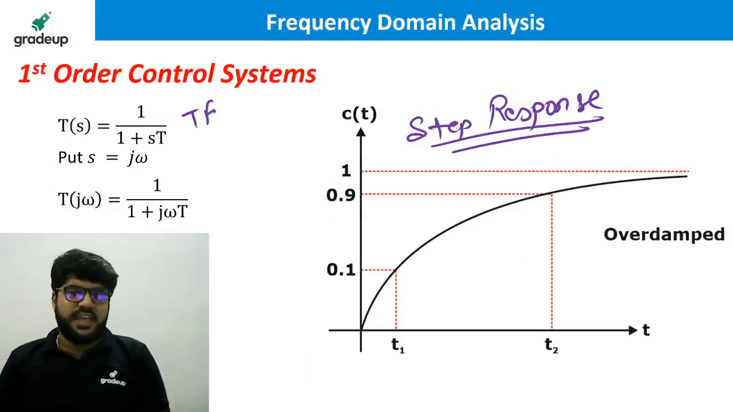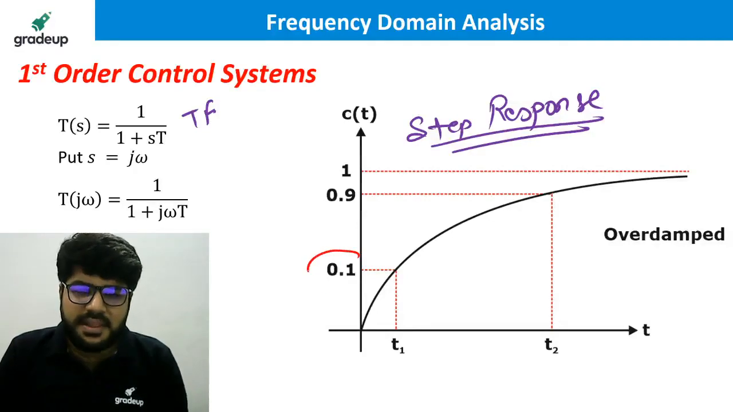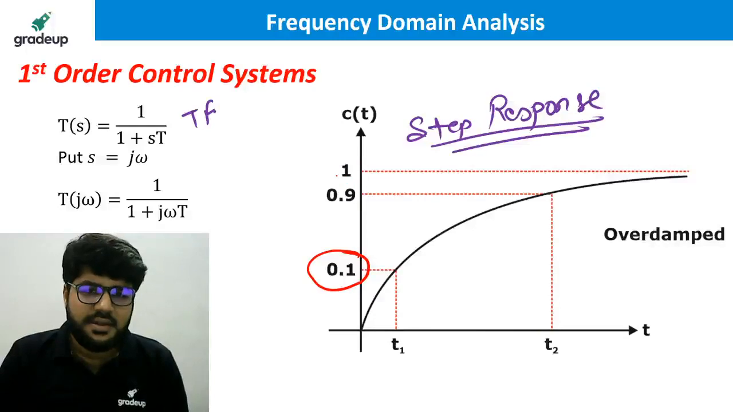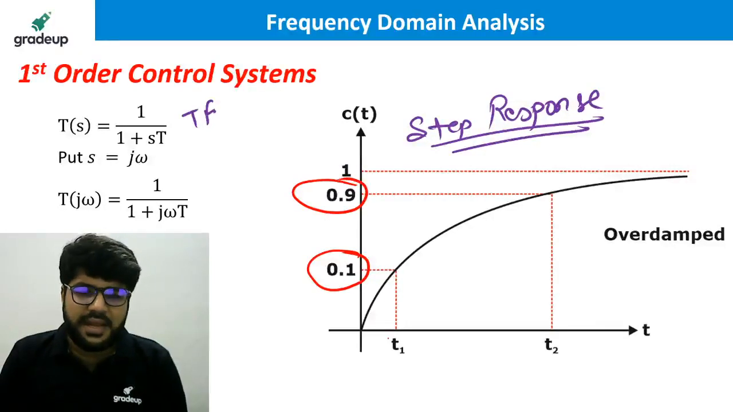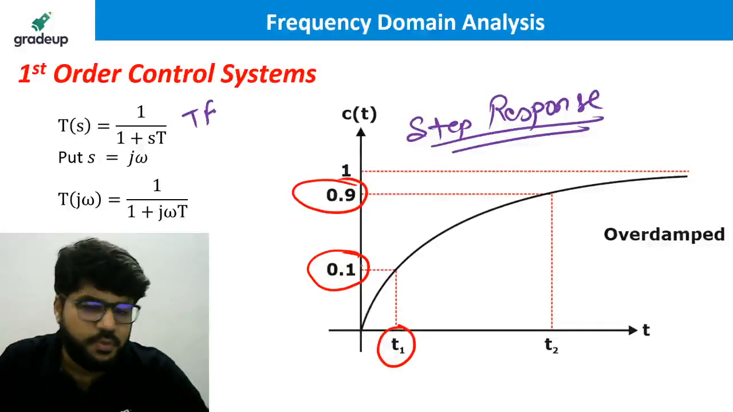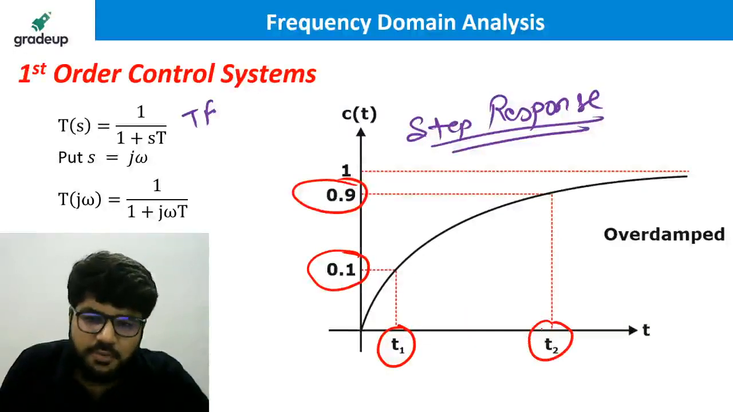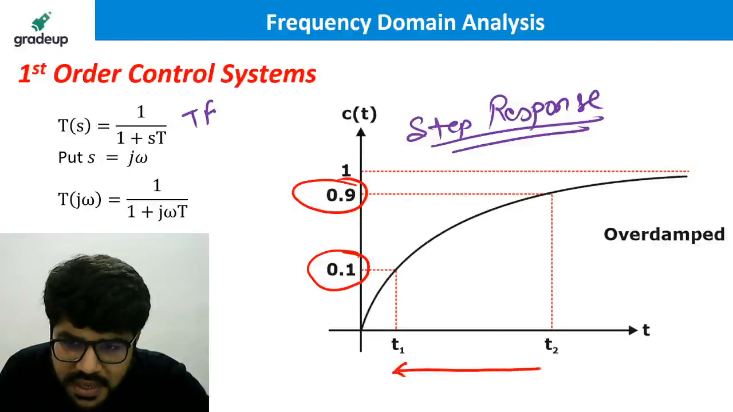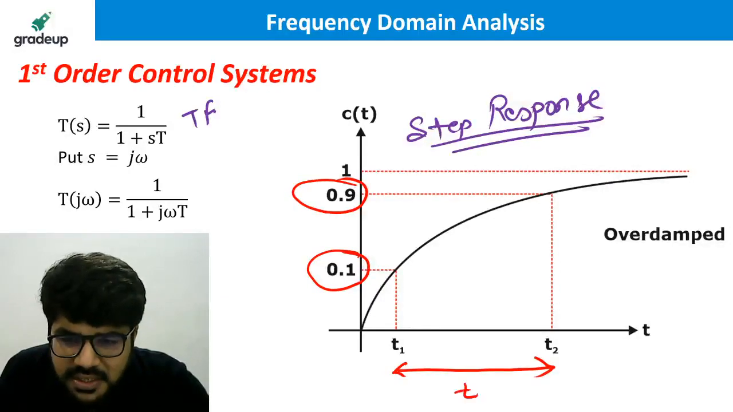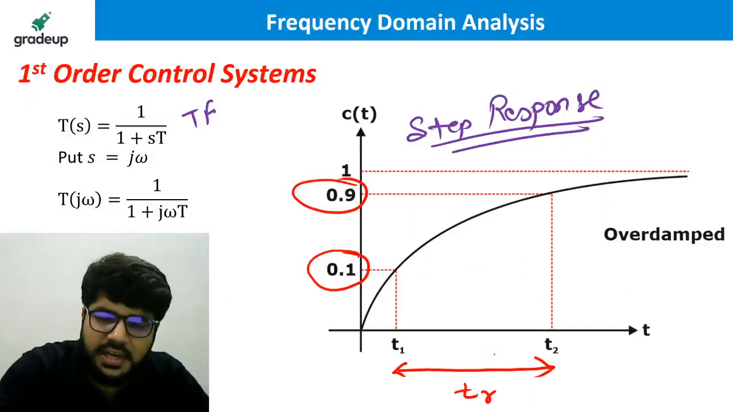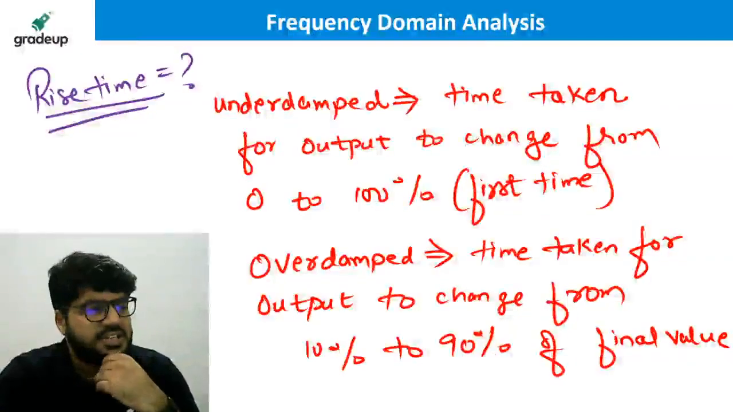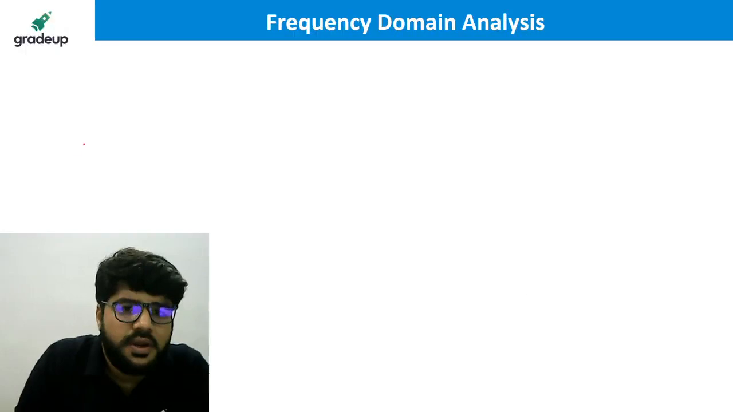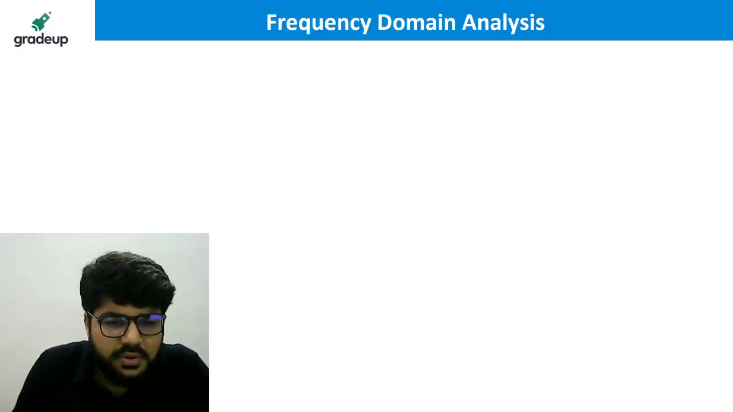So that is what I have taken this graph for. 10% means 0.1, because the final value is actually 1, and 90% means 0.9. So let's say at time t1 the output is 10% and at t2 the output is equal to 90%, and the difference of them, guys, is known as the rise time. Already you have the definitions from the transient class, I have just repeated them for you. So I'm just going to calculate it now.